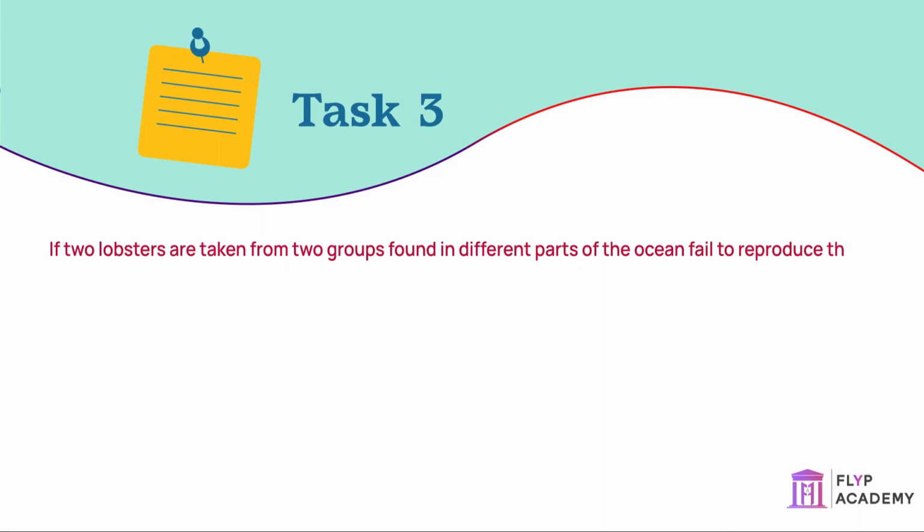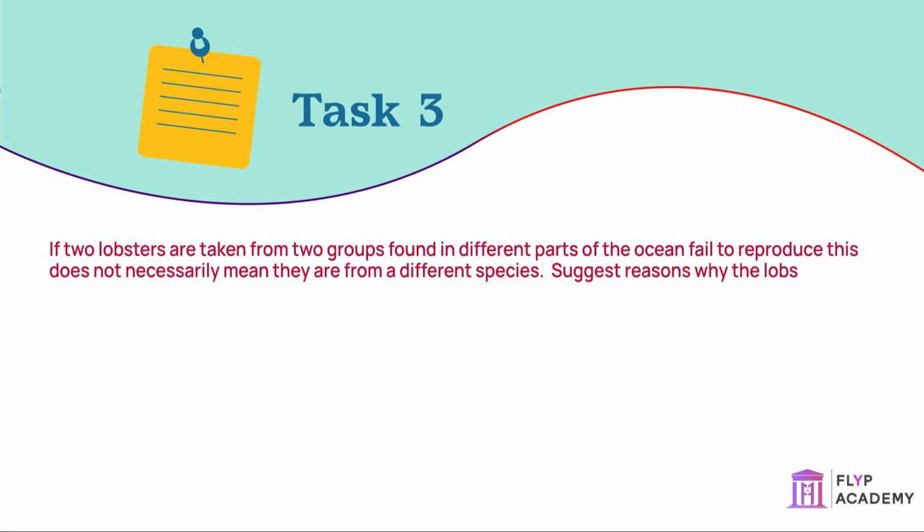Task: if two lobsters taken from two groups found in different parts of the ocean fail to reproduce, this does not necessarily mean they are from a different species. Suggest reasons why the lobsters may not reproduce.